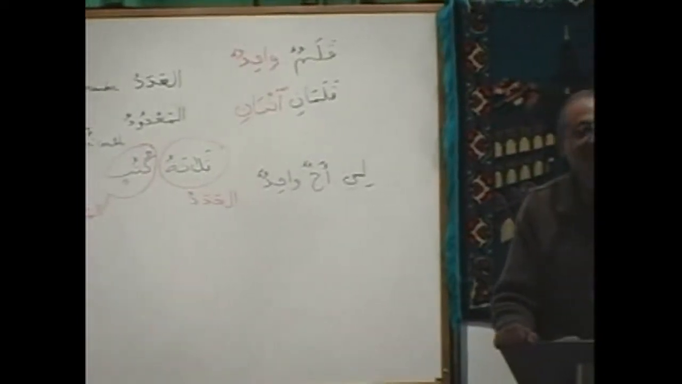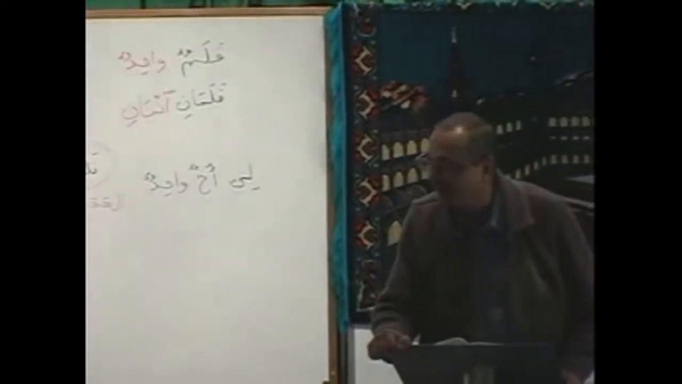Then the third point, the number: if the Ma'dud is Muzakkar, then the number is Muannas. And if the Ma'dud is Muannas, the number becomes Muzakkar. We are going to understand it, inshallah.